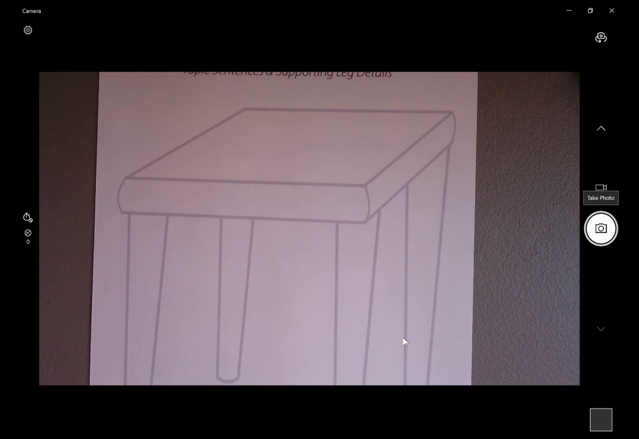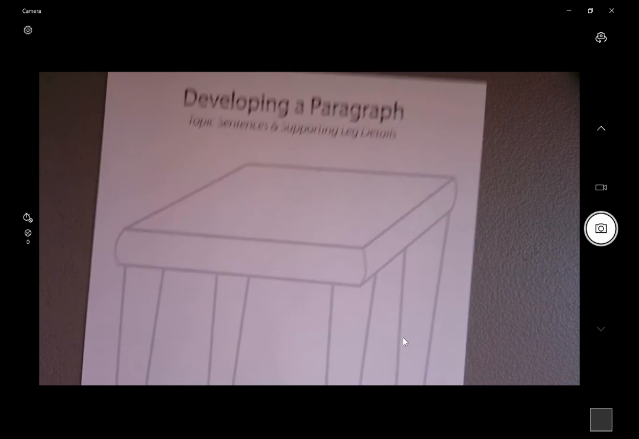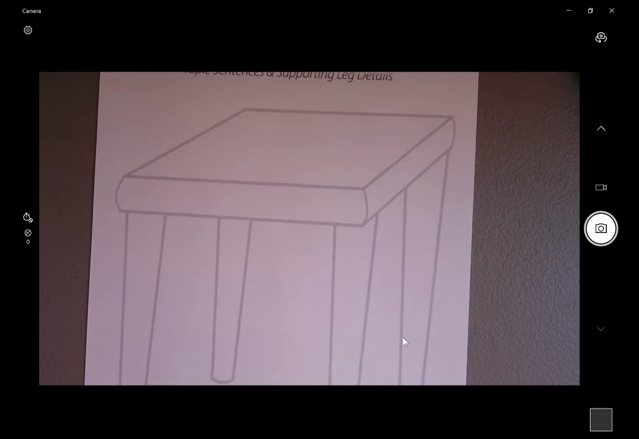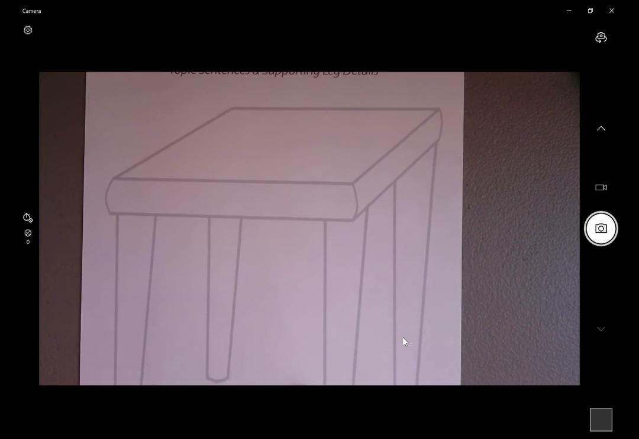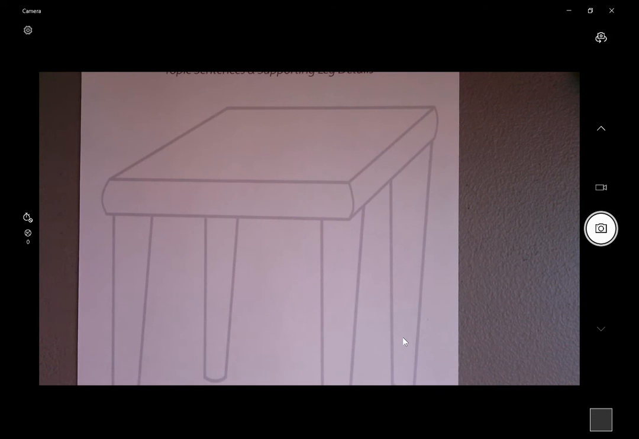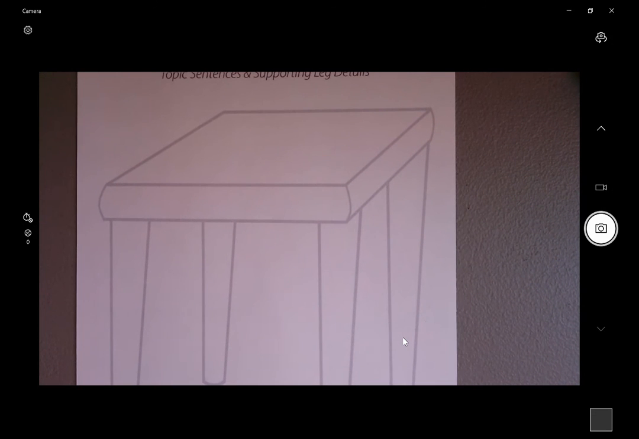Hey guys. So for writing today, we're still going to stay on the topic of narrative writing. So it's just telling a story. We are going to use this table to help us organize our story that we're wanting to tell. So we're going to think of the topic of the story.